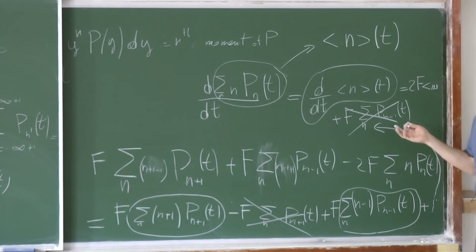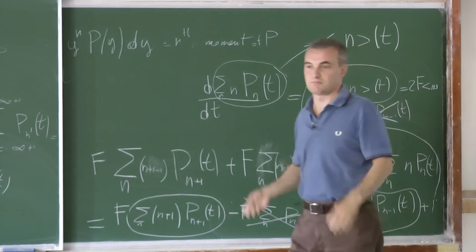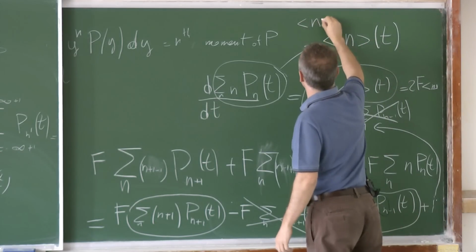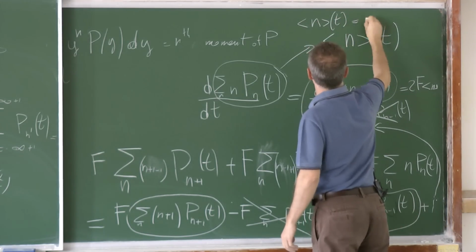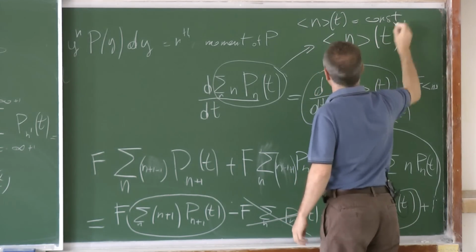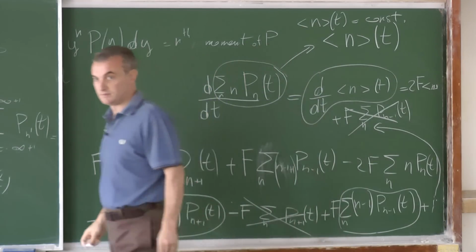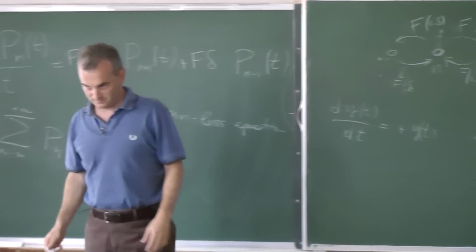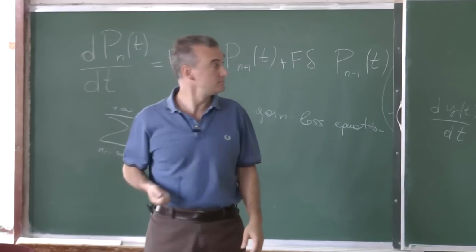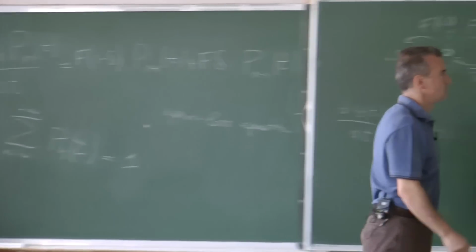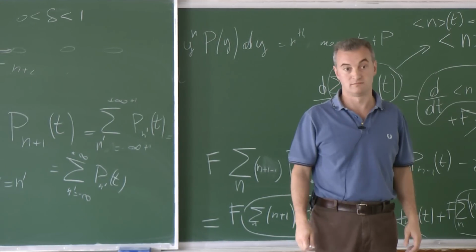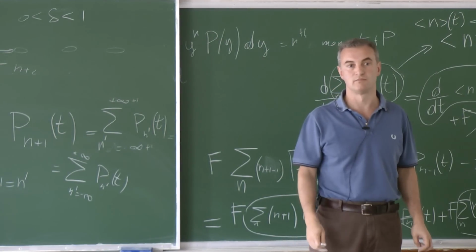That's 0. Well, of course, you could have expected that from the beginning, no? So average n of t is constant, because that's a derivative, which is 0, so it's constant. And whatever is the initial value remains that. So let's put it 0 just to make it simple.